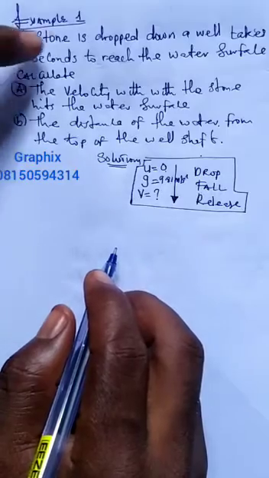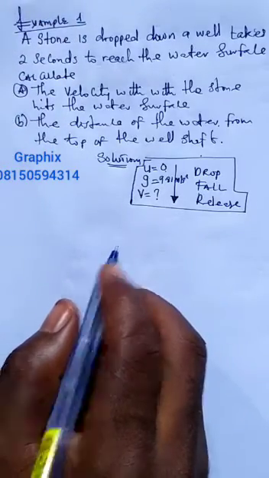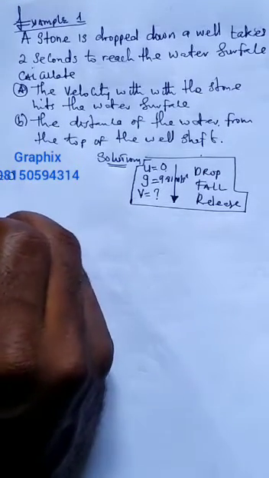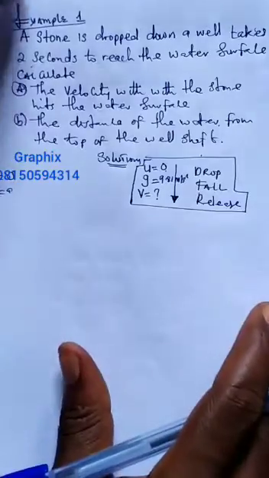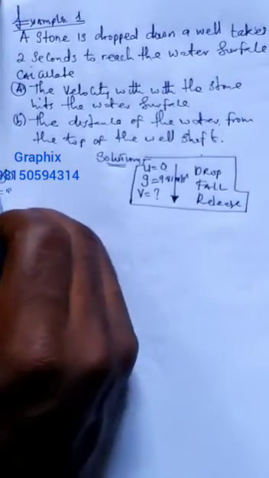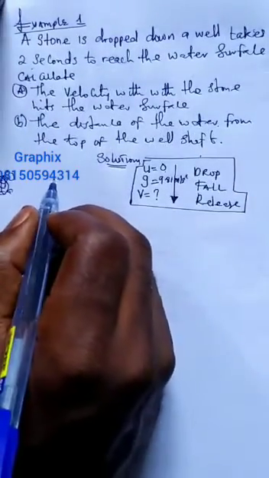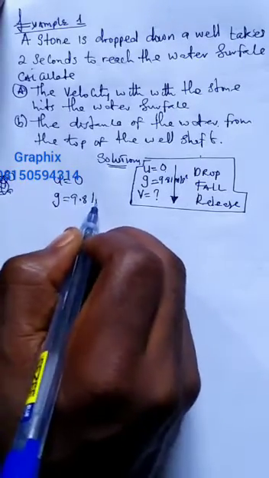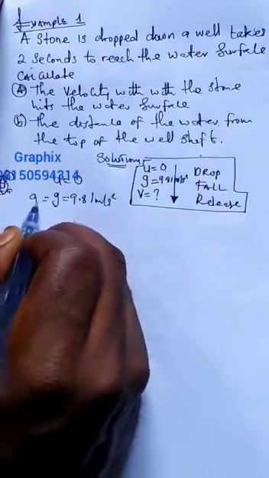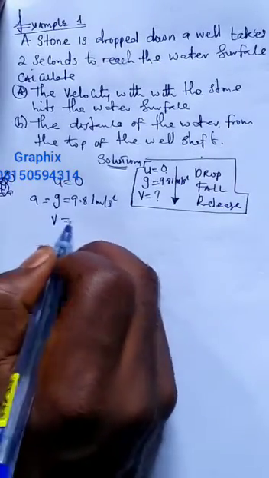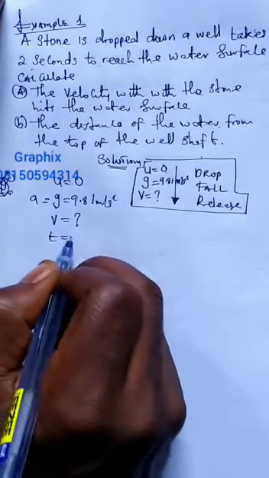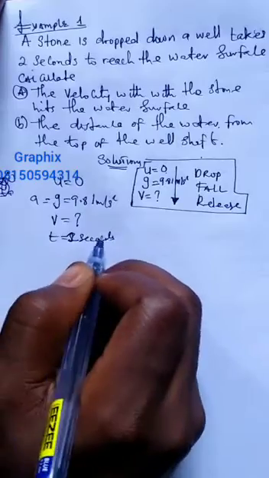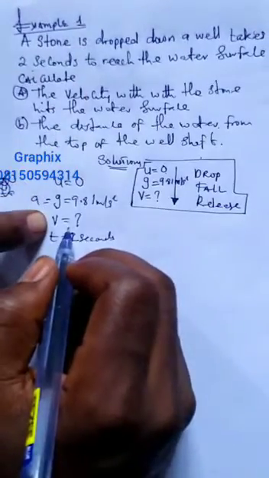Now look at it, you say the stone is dropped and it takes 2 seconds. So that means my u is 0, my g is equal to 9.81 meter per second square, which is also like my a. Then my v, we are looking for it. Then we are given time to be equal to what? 2 seconds, right? We have to calculate the velocity v.